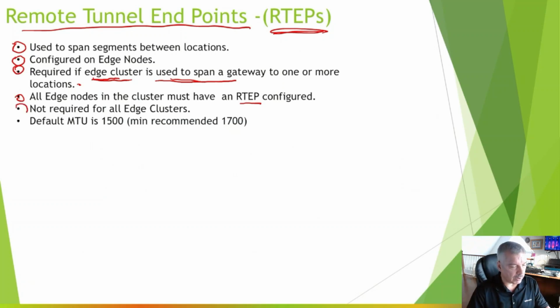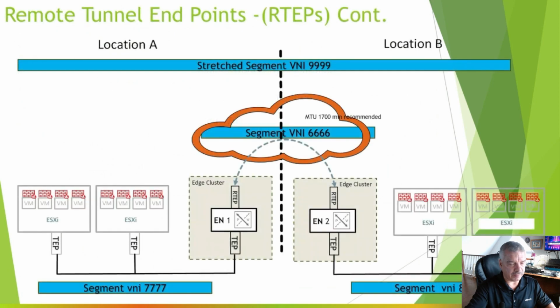Not required for all edge clusters. Yeah, I may have other edge clusters doing other services, and that's fine. I don't need an RTEP on every edge in my environment, just the ones I'm using to stretch my gateways. The default MTU is 1500, 1700 is recommended. I don't know if that default's actually changed, to be honest with you.